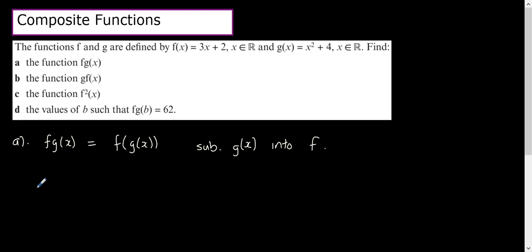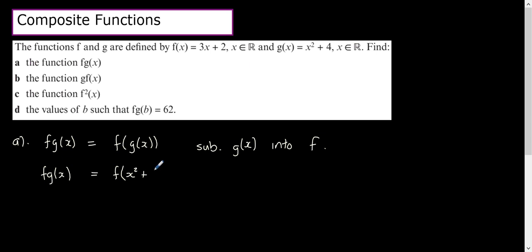So let's do that. That means fg of x is going to be as follows. So f of x is 3 times x plus 2. That means wherever there's an x, we times it by 3, and then we add 2. But this time, we're not substituting x in, right? We're actually substituting x squared plus 4.